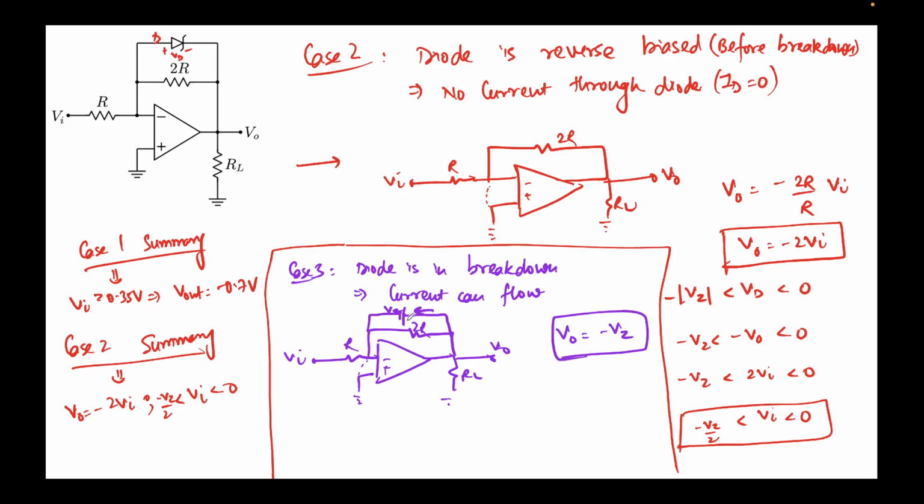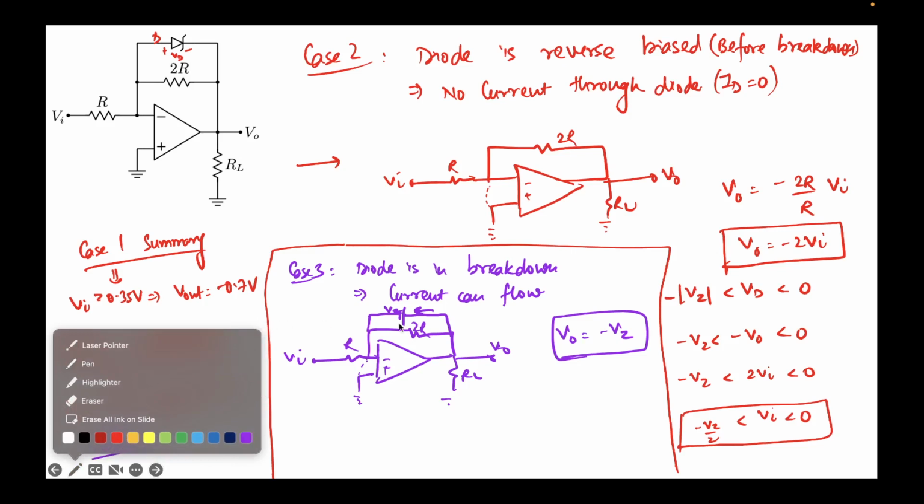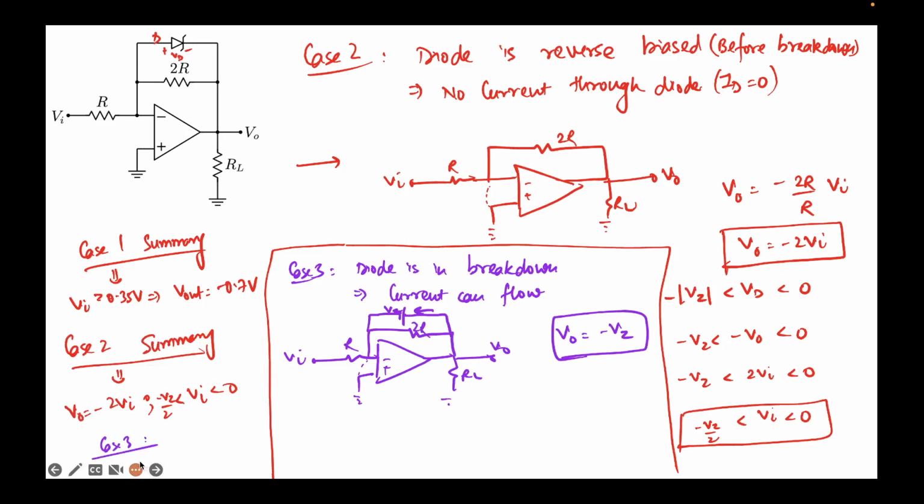You can clearly see that this Vz is nothing but the diode voltage, so V naught is nothing but minus Vz. So very straightforward case for this. Again, case 3 we saw V naught equal to minus Vz, but there must be some condition that's imposed on Vi. What is that? Let's see that now.